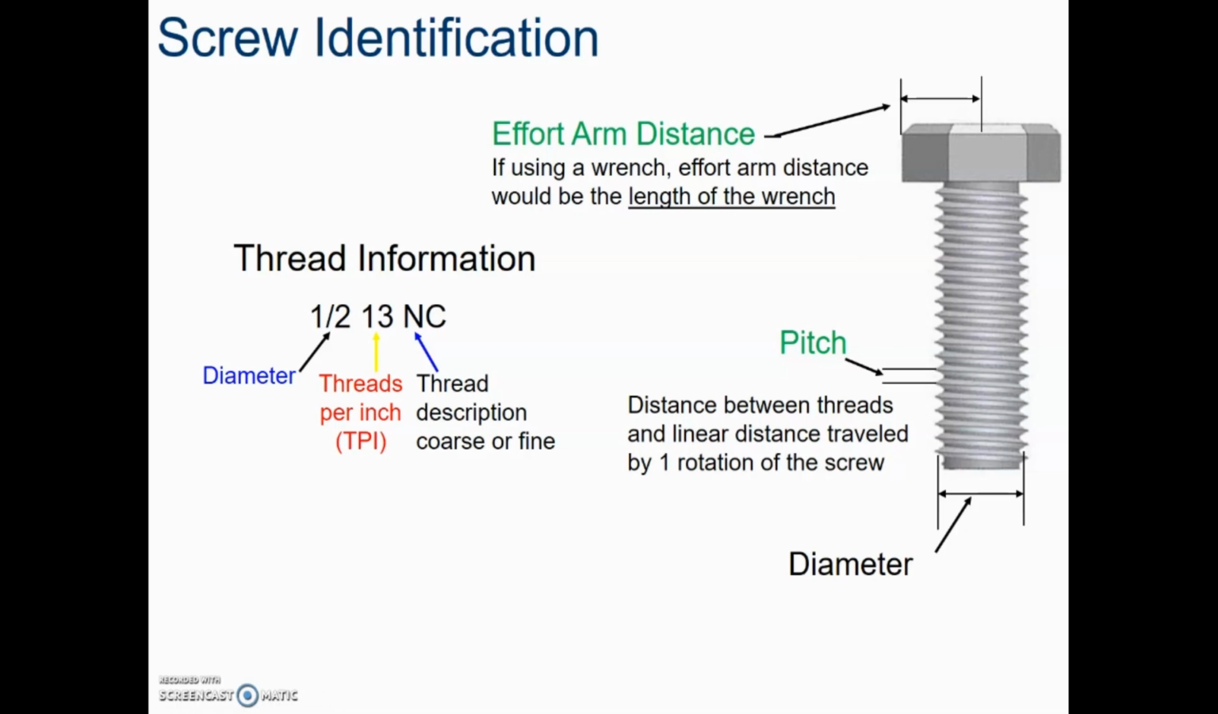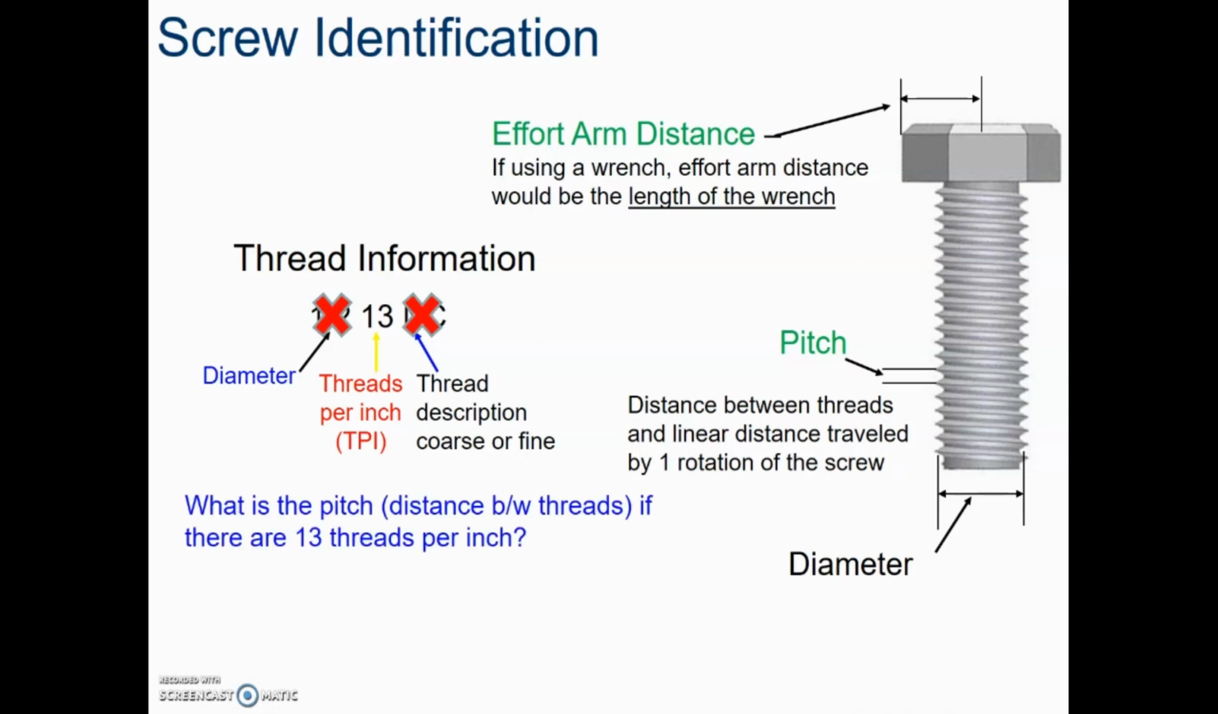So let's dig into the pitch and the TPI a little bit before we get into any calculations. When we look at thread information, really, we don't need the diameter of our screw or our bolt. We don't even need the thread description. The big piece of information we need to get is the TPI, because that will help us find the pitch.